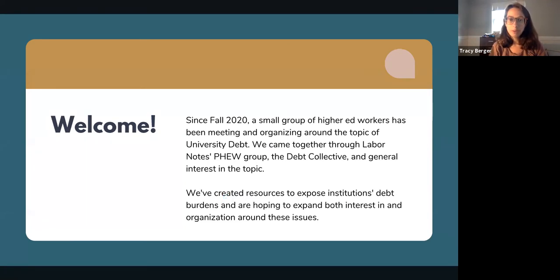It came out of the Labor Notes PHEW working group and the Debt Collective, and just people in general being interested in university debt and trying to gather information, somehow finding their way to each other. And we've been trying to find ways to organize around the issues of university debt and bring people together and demystify what seems like a really complex and weighted topic, because it gets into financial issues that seem hard to understand. So we're trying to make that more widely accessible.